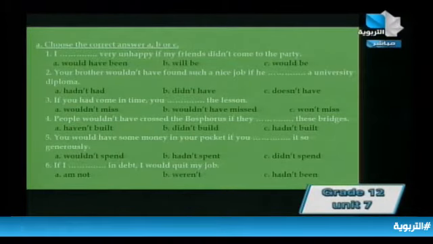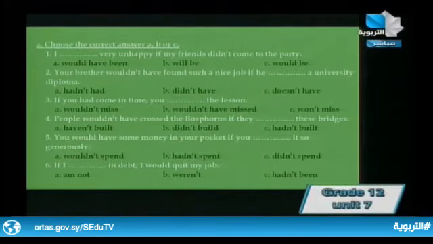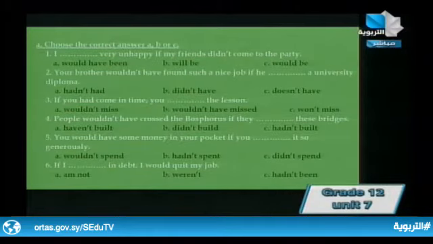Number 2: your brother wouldn't have found such a nice job if he, space, a university diploma. The choices are A, hadn't had; B, didn't have; C, doesn't have. Here we've got wouldn't have found. It is type 3, so here we have to take past perfect, which is hadn't had.